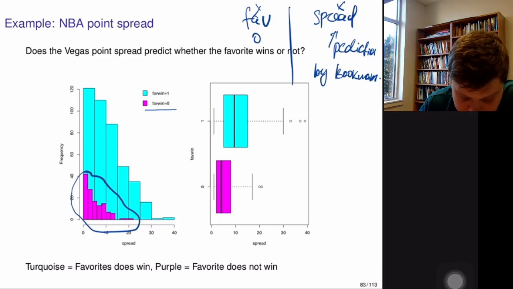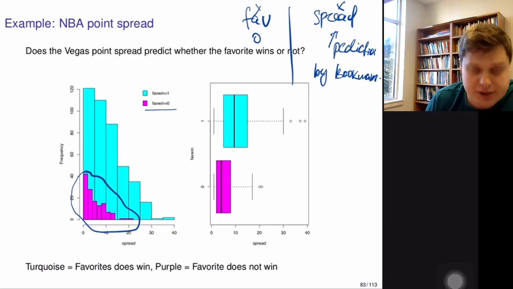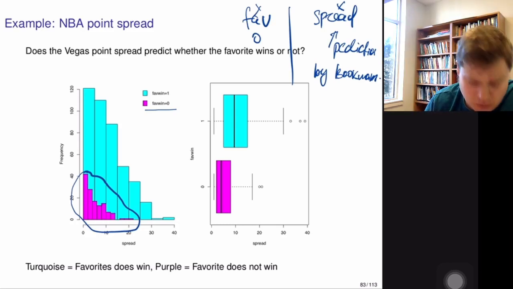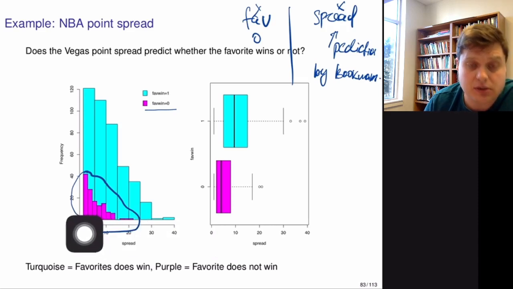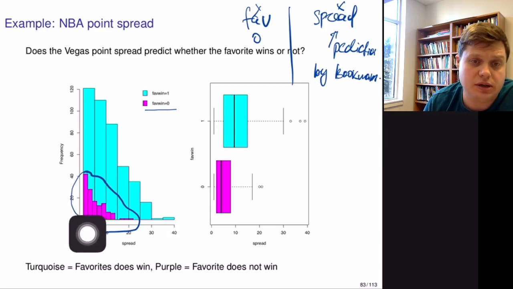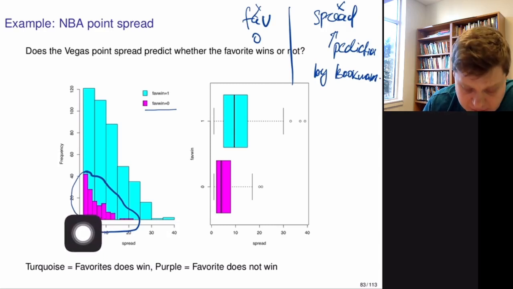So you can see that for some of the upset situations, when bookies mispredicted, the spread they predicted was all the way up to 20. But most of the time they predicted something close to 0. So it looks like bookies did a relatively good job. Whenever there was an upset, the spread was relatively small. So when bookies put a small spread, they show that they're really uncertain about the outcome of the game.